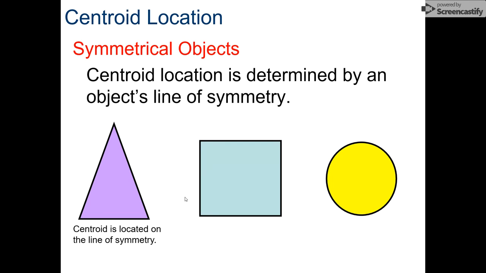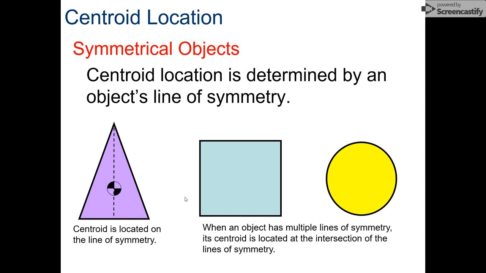So when we look at the triangle, the line of symmetry is right down the middle, and our centroid falls on that line of symmetry from left to right. And then vertically, the centroid is actually about a third of the way up. And we're going to talk about that more when we talk about triangles in a bit.